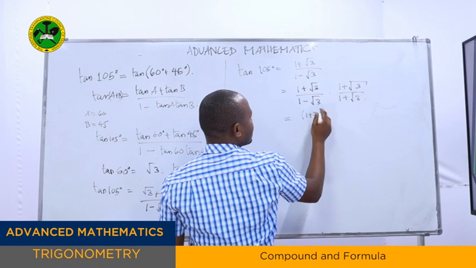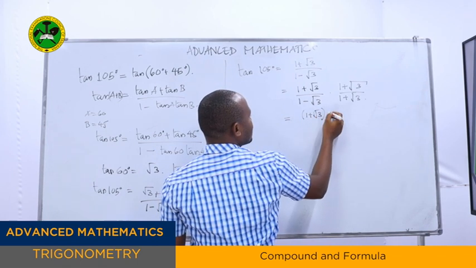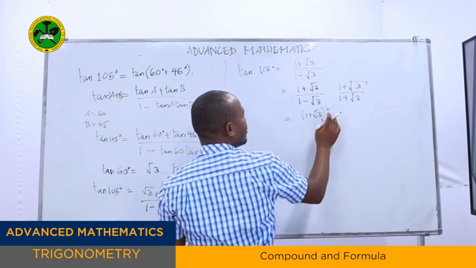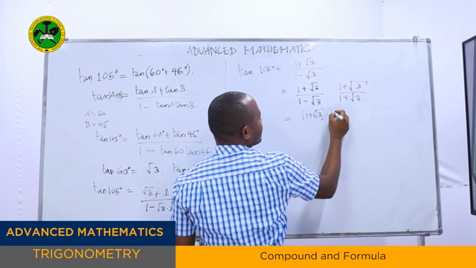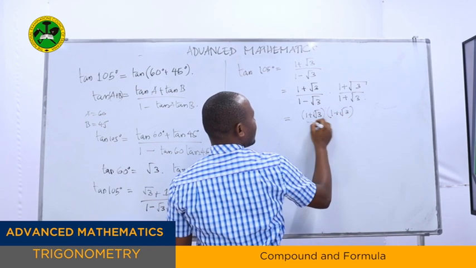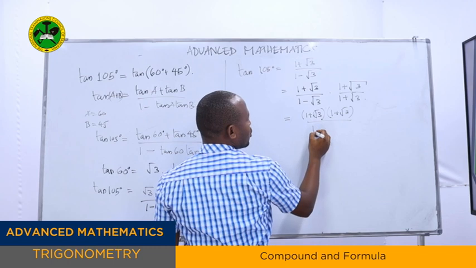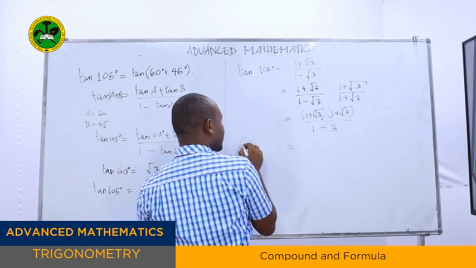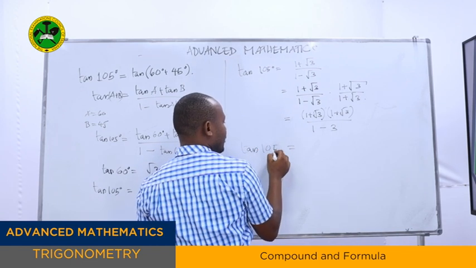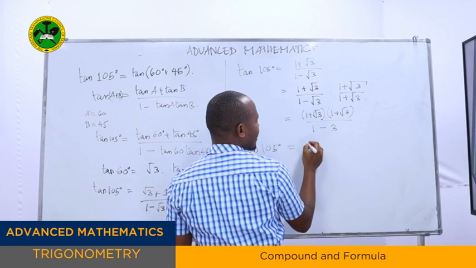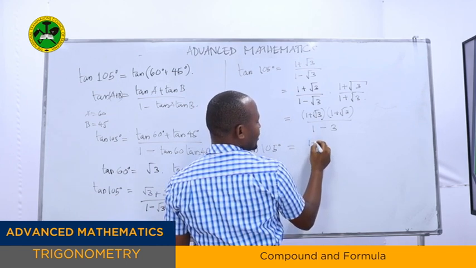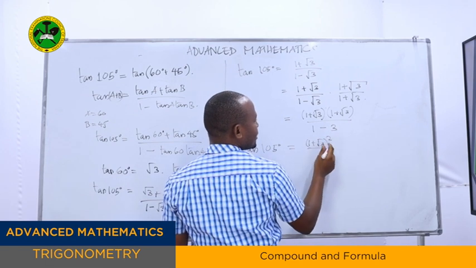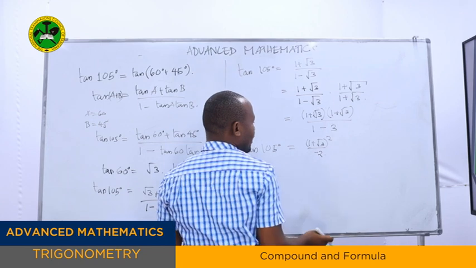1 plus under root 3. You can see they do resemble, so we can write it squared: 1 plus under root 3 squared. And the denominator is equal to 1 minus 3, which equals what? Let's see. So we have tan of 105 equals 1 plus under root 3 squared over negative 2.